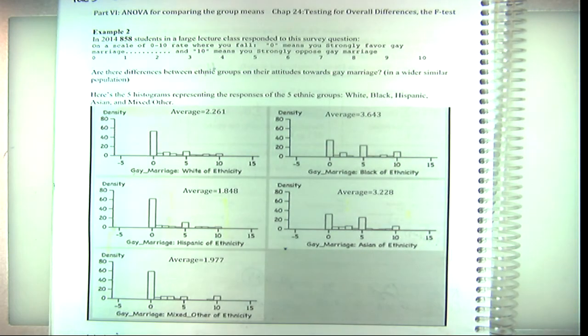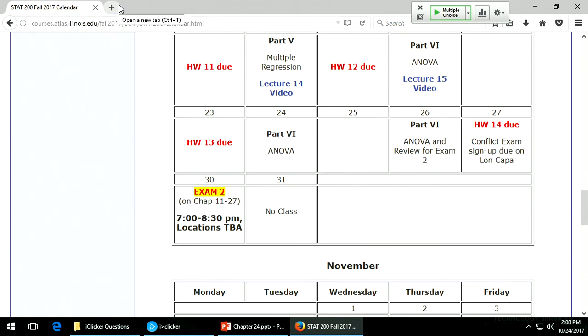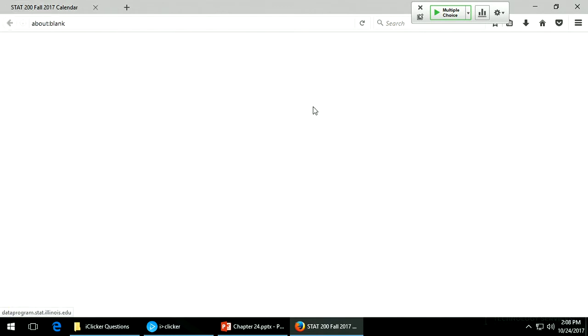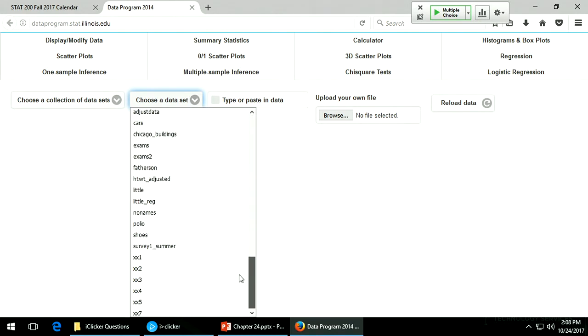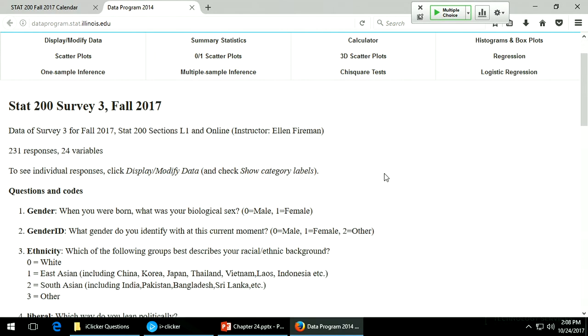And now our next example is just looking at survey data, but why don't we look at our own survey data and do an iClicker on the same question. So let's go to our PC here, and let's go to our own survey data. Let's look at our last survey, and let's look at your answers. Okay, Stat 200. This is the last survey you filled out.